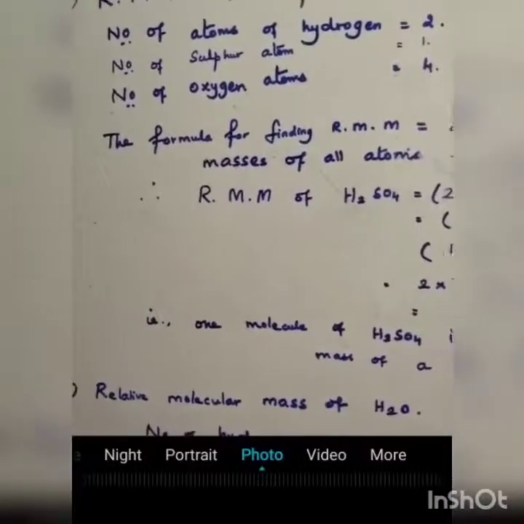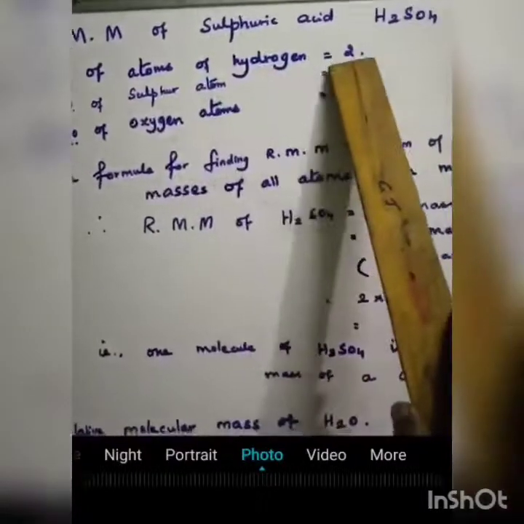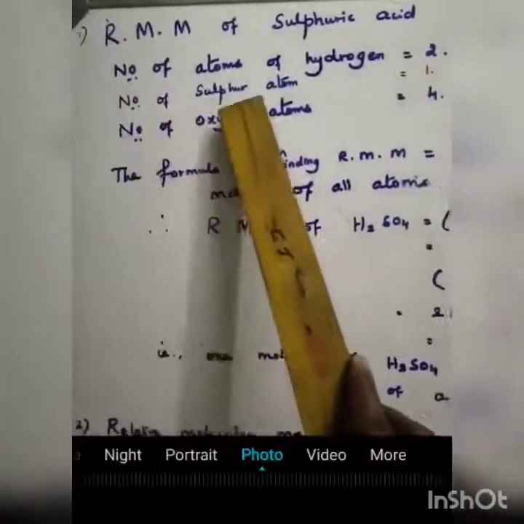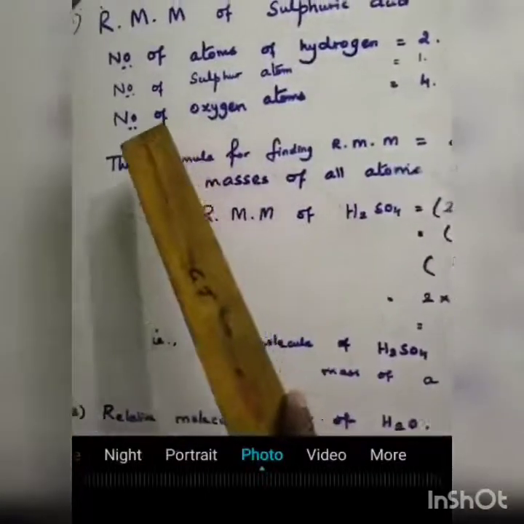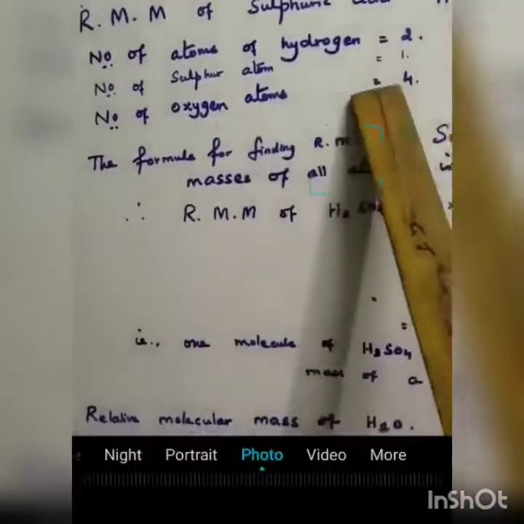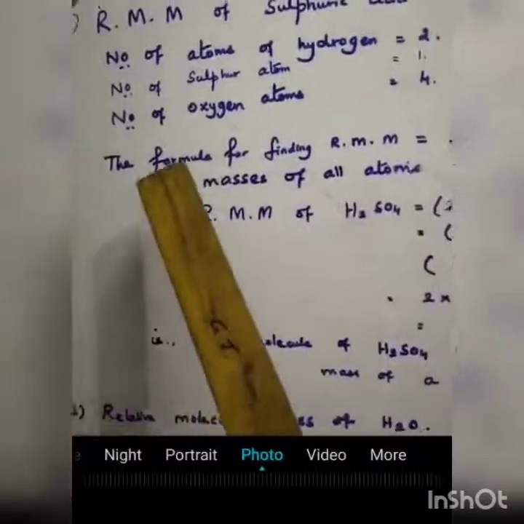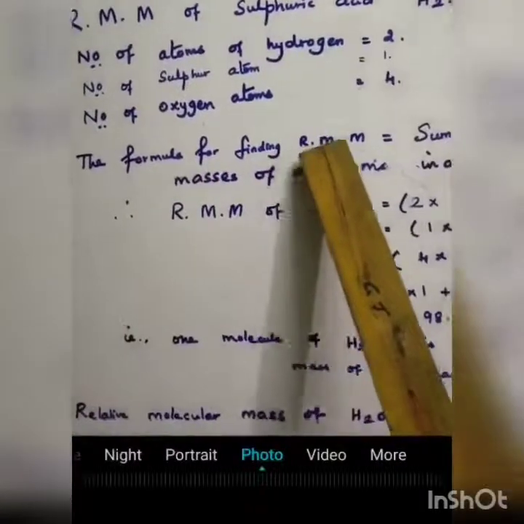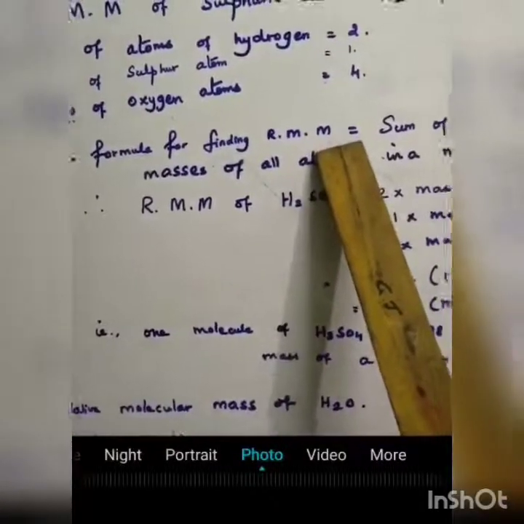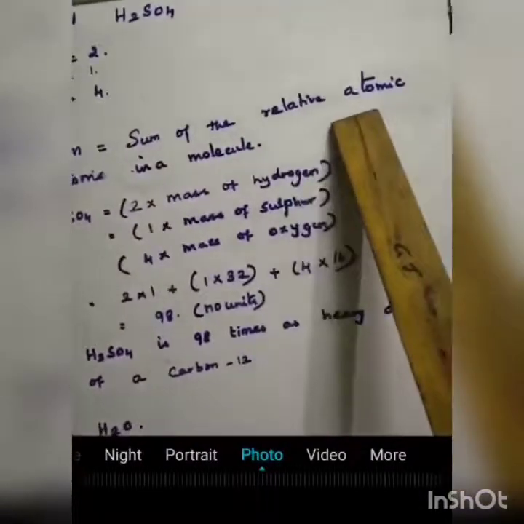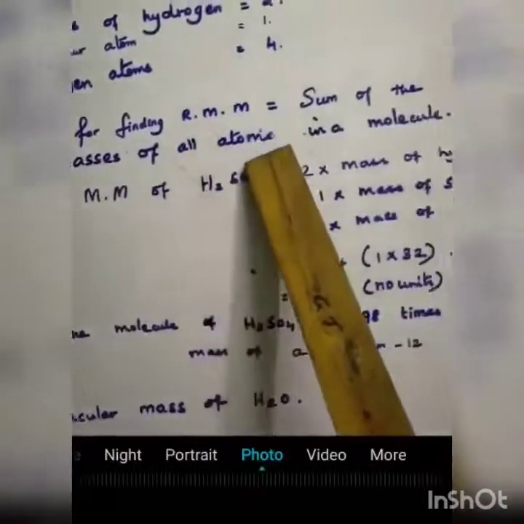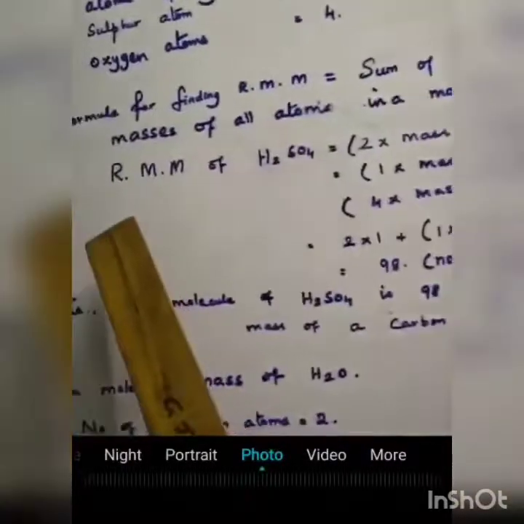Now let's see the relative molecular mass of sulfuric acid, H2SO4. In H2SO4, the number of hydrogen atoms is 2. The number of sulfur atoms is 1. Number of oxygen atoms is 4. So, the formula for finding relative molecular mass, already we have seen in the definition, is the sum of the relative atomic masses of all the atoms in a molecule.